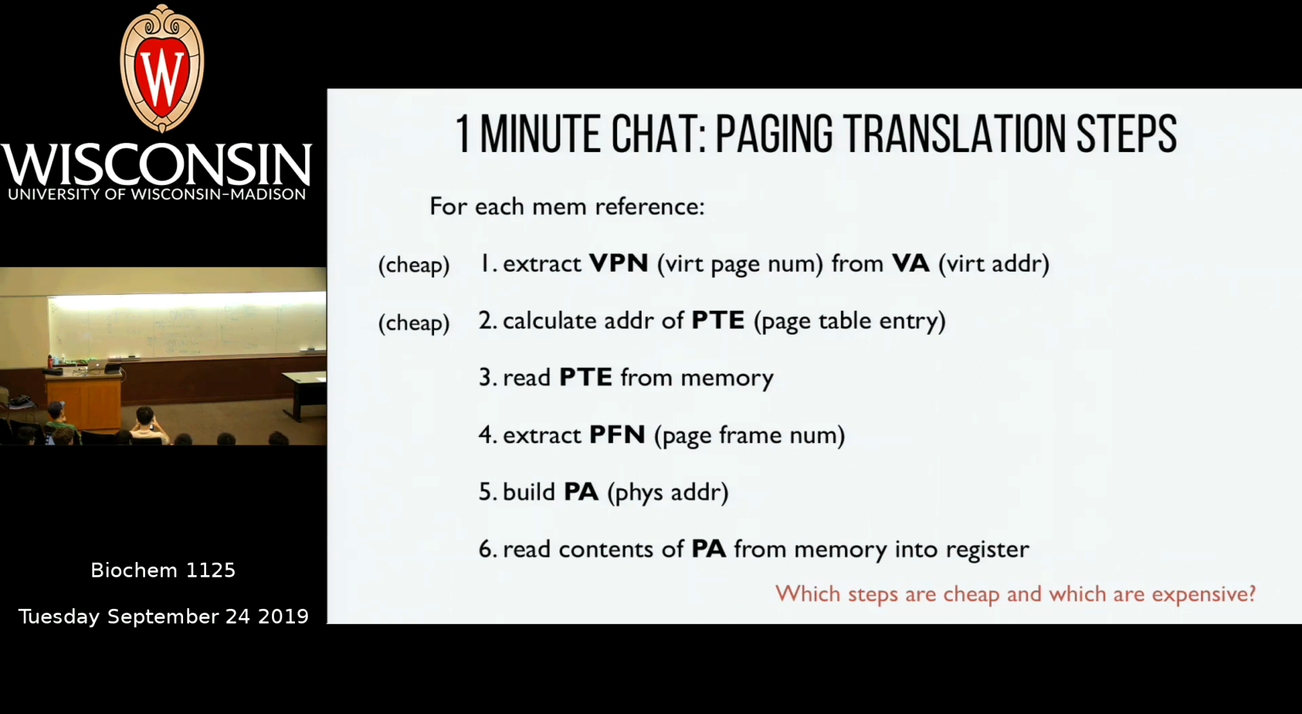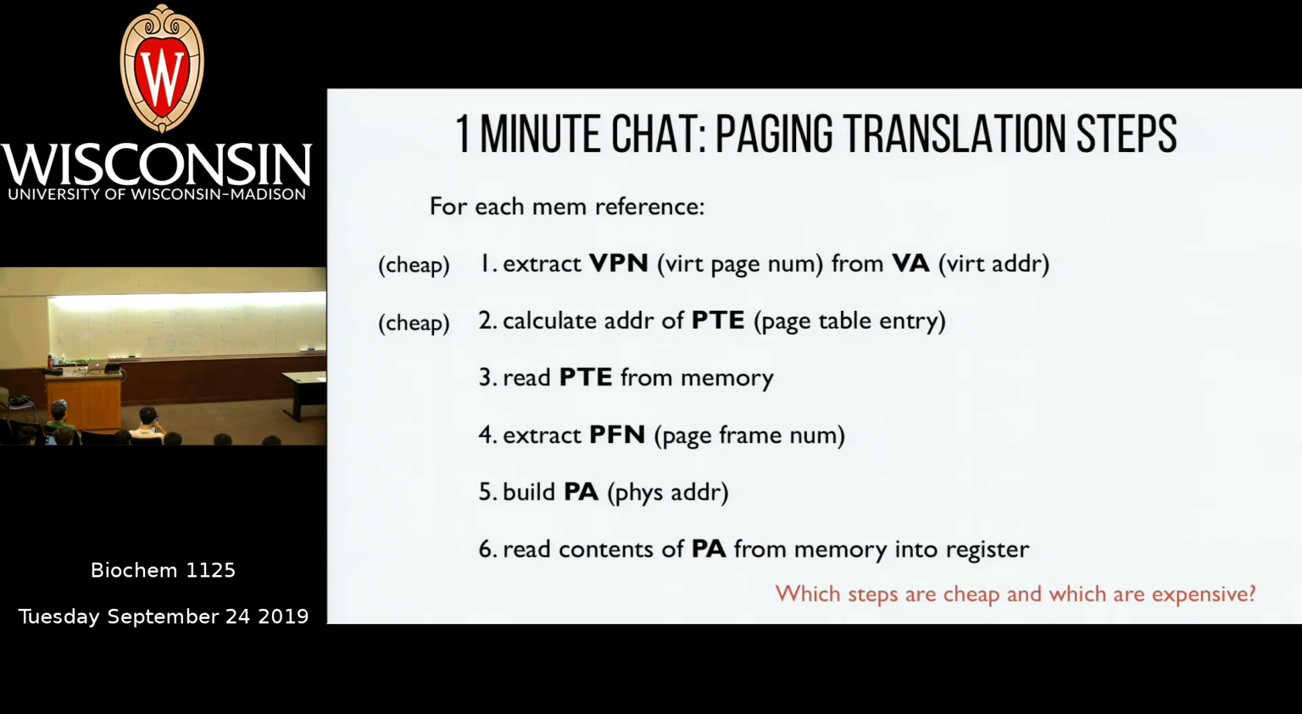Then step three, we have our address. It was like this number here. And now we need to do a read from that address in physical memory. Is that going to be slow or fast? That'll be slow because we're accessing memory. Memory is much, much slower than accessing registers or doing arithmetic calculations.